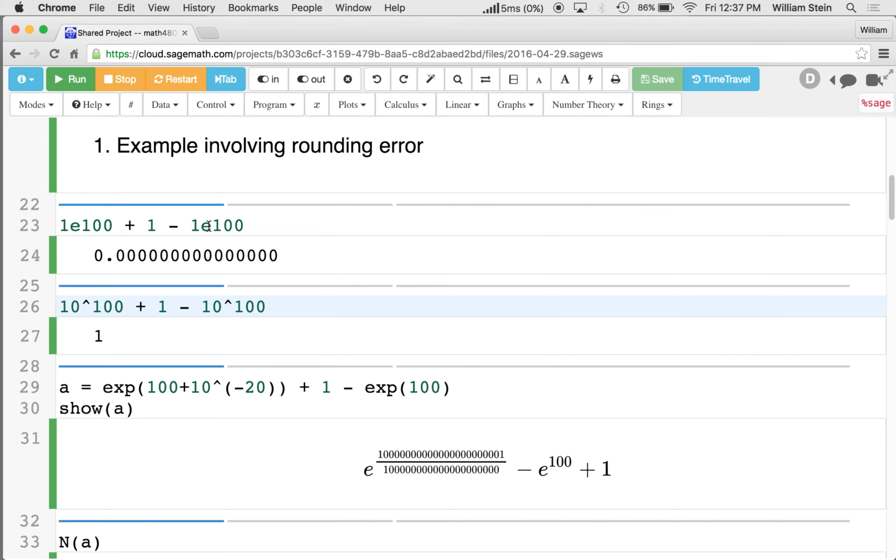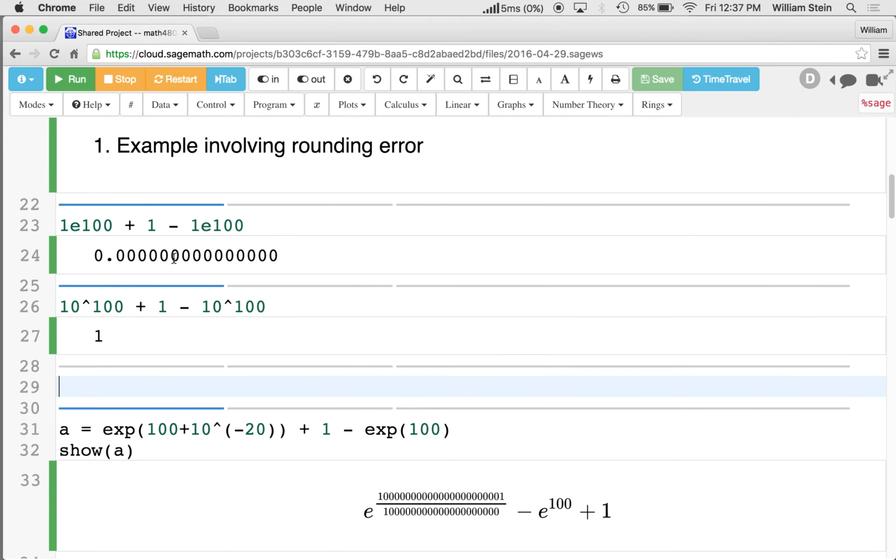When you use scientific notation, it automatically switches to floating point numbers. But down here, by explicitly writing 10 to the power of 100, it does all the calculations exactly, and you get the number 1, instead of the number 0.00, which is completely wrong. None of the decimal places are correct. Okay?